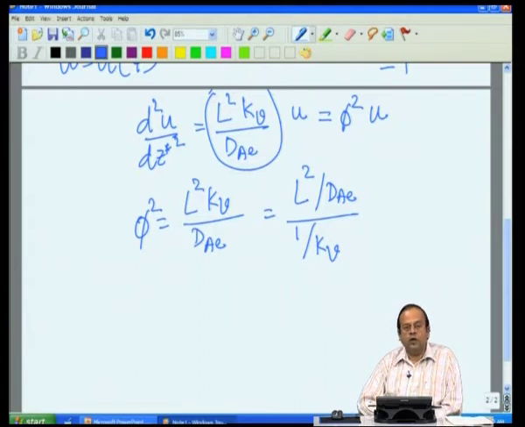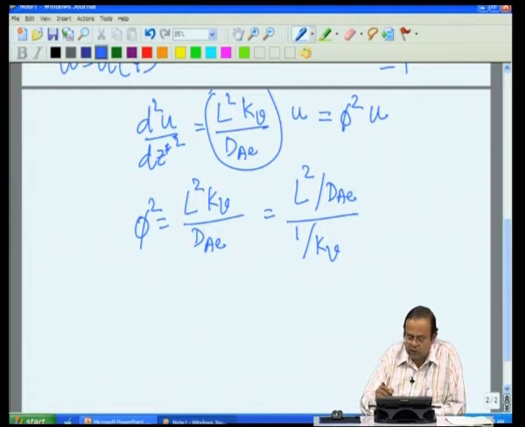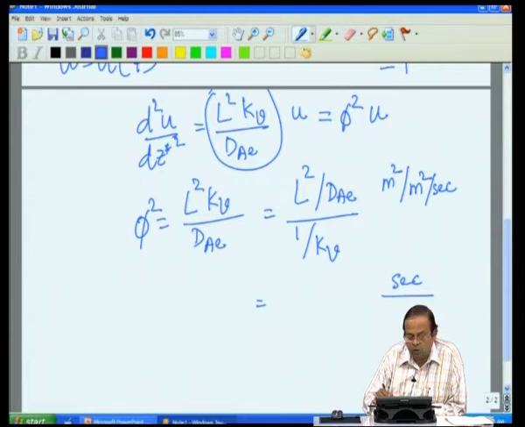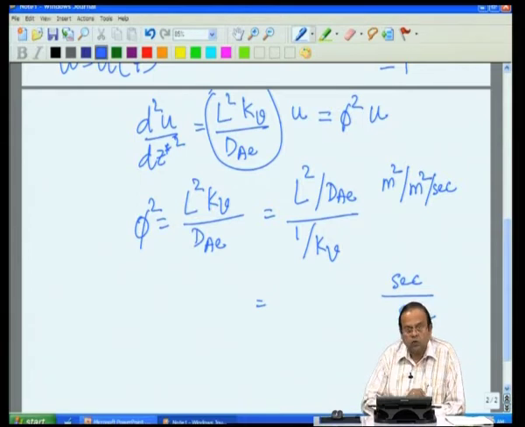What are the units of L square by dAe? L is in length scale, so length scale square divided by dAe. Let us take typical units: this is m square for length and this is m square per second. So, the units of this are in seconds. The denominator also must be in seconds, so both numerator and denominator have time units.